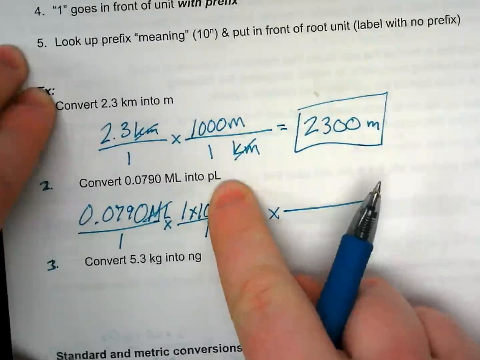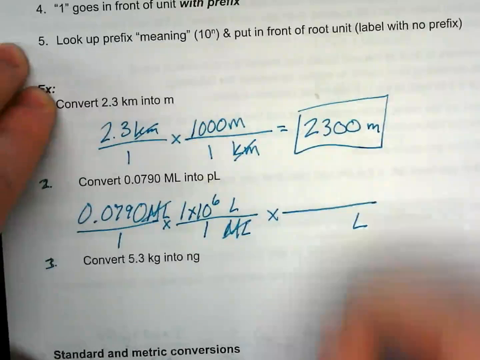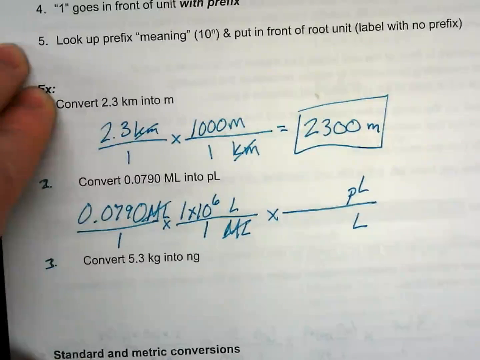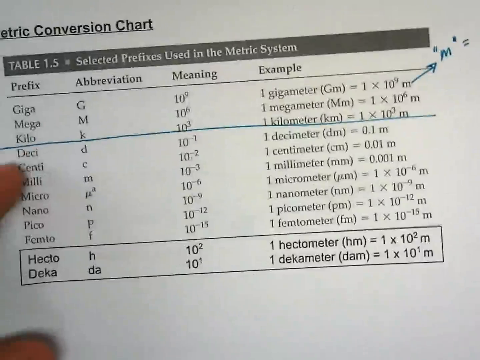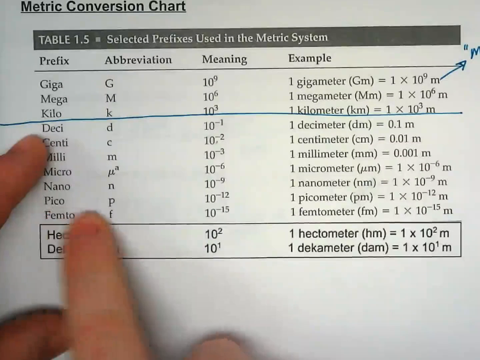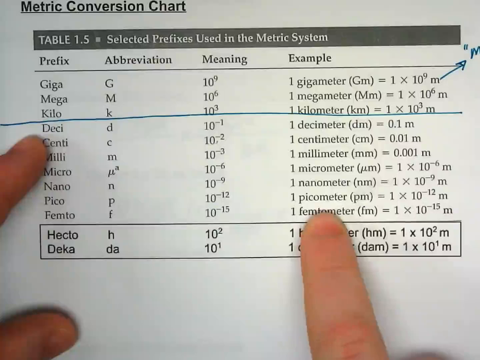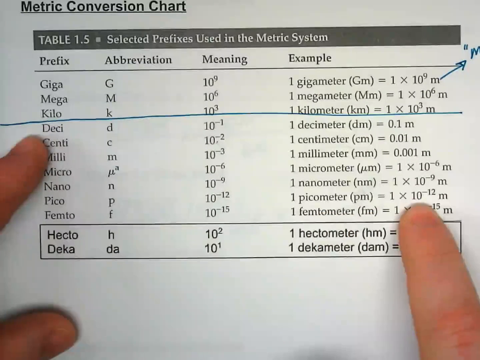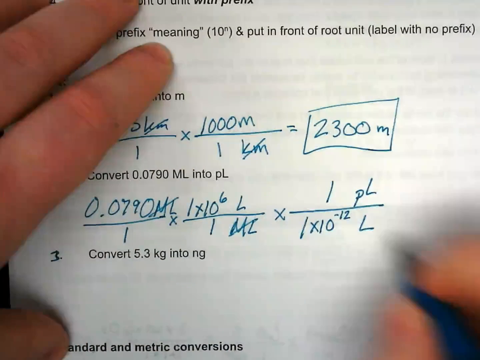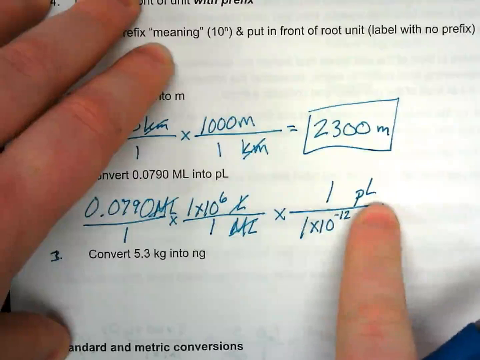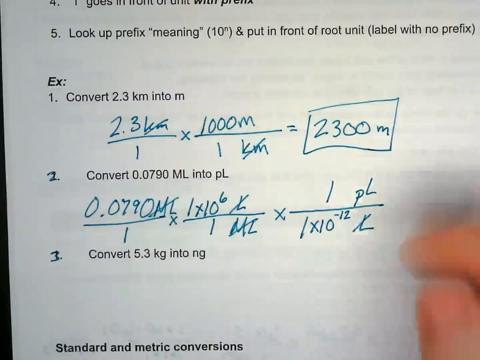Now I need to get to picoliters. So liters go on the bottom, picoliters go on top. Because picoliters has the prefix, I put a 1 next to it. I look on here, I find pico, and I see that 1 picoliter in this case is equal to 1 times 10 to the negative 12th power. So I'm going to write that, 1 times 10 to the negative 12th power. Cancels out, and the units I'm left with are picoliters, which is perfect.